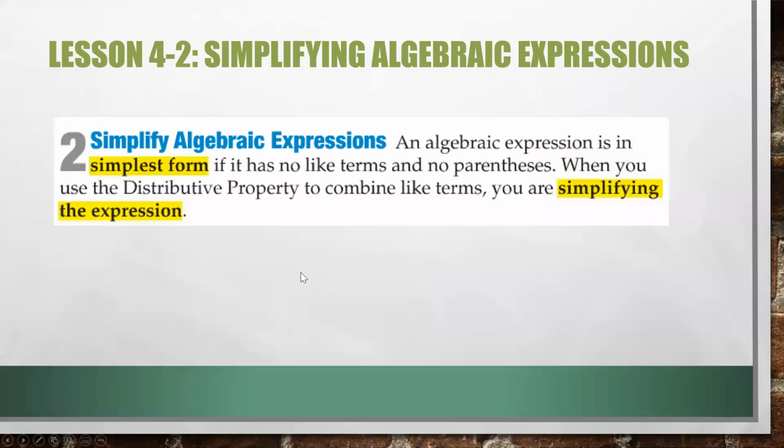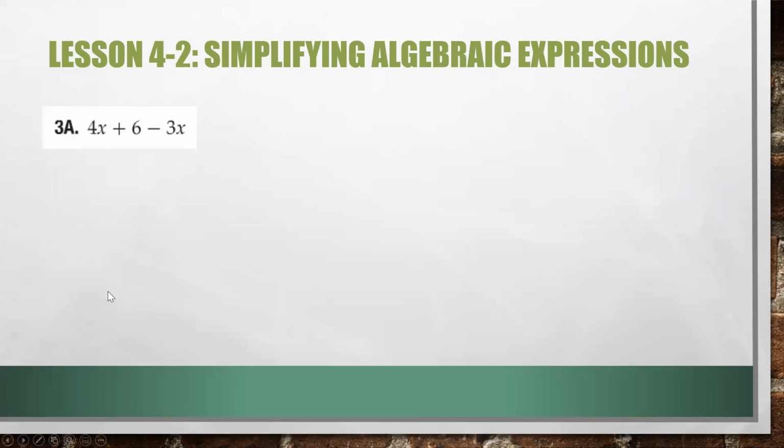Okay, so then the next section is going to ask you to simplify, and write them in simplest form. So you cannot have any like terms and there can't be any parentheses. So we'll have to be using the distributive property to combine like terms. Okay, so let's look at a couple of examples. Now here there's no parentheses, so there's no distributive property. But we do have like terms.